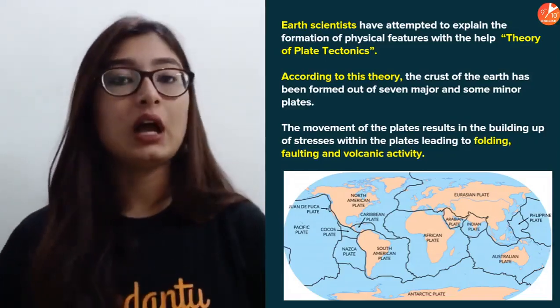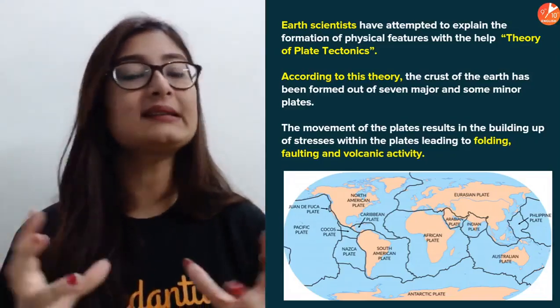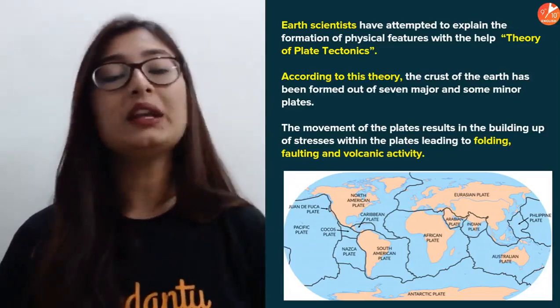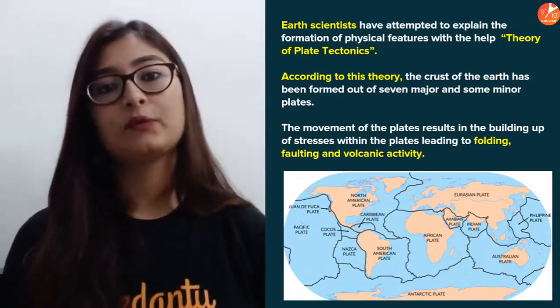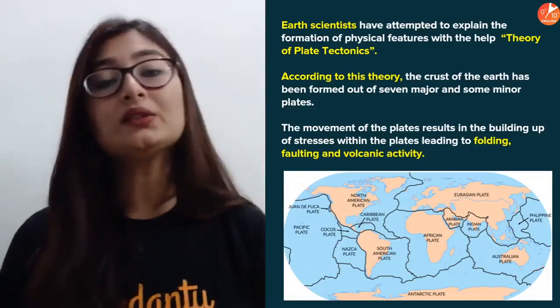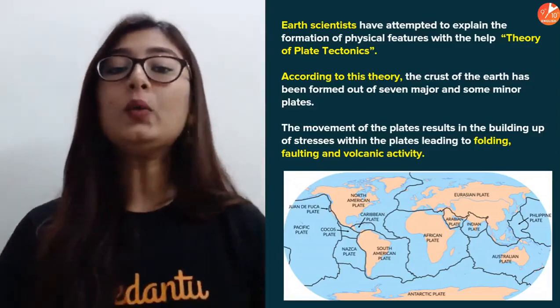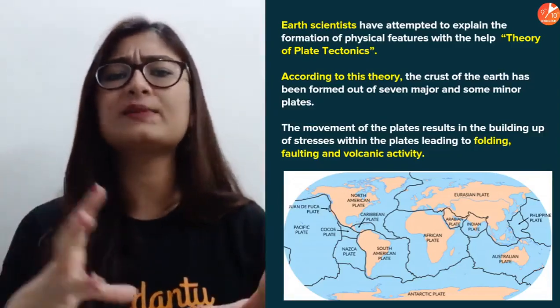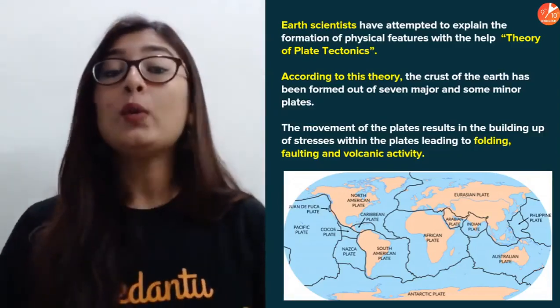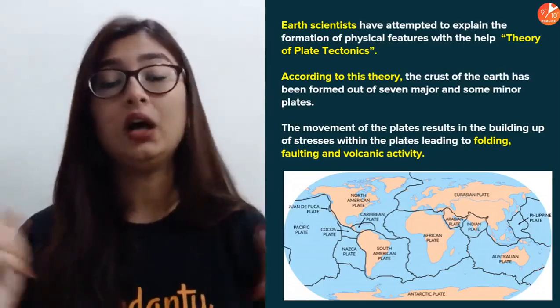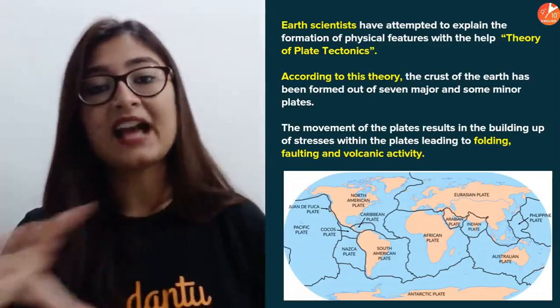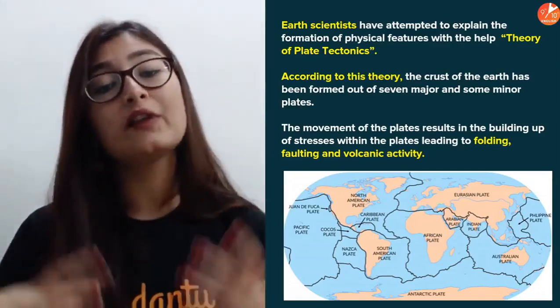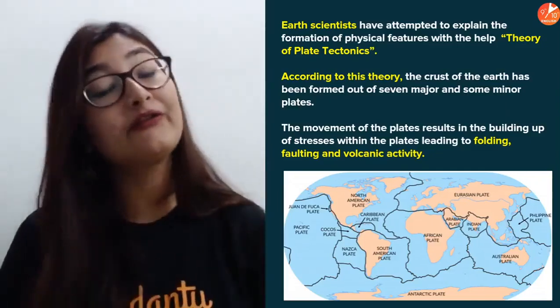So actually, what happened was the scientists gave us one theory. This theory was of plate tectonics. Now, what was this theory? According to this theory, the scientists said that the entire world is actually made up of some 7 major plates and some minor plates as well, which exist under the crust of the earth. And these plates keep moving, which results in the formation of various physical features.